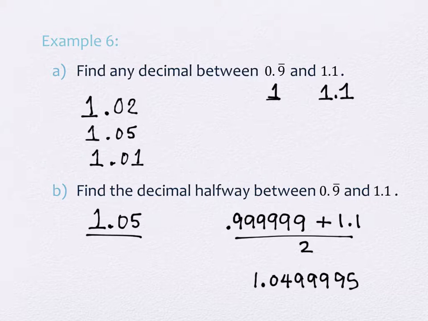So why did it do that? Why did it give me 1.049995? 99995. Why didn't it give me 1.05? We put in something close to 0.9 repeating.